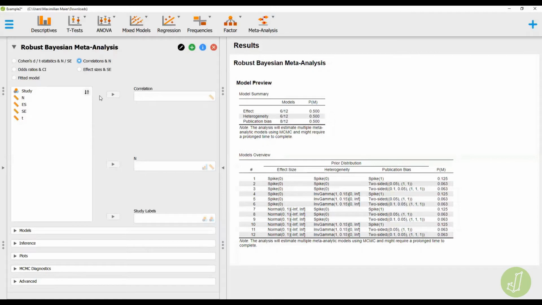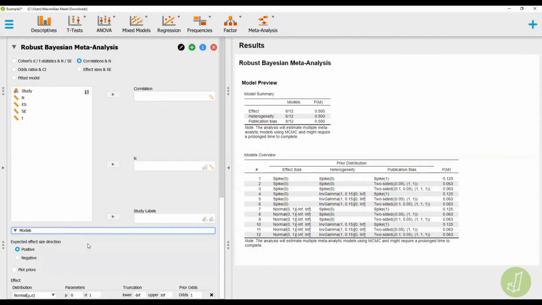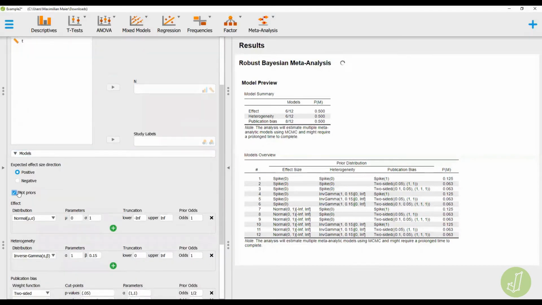Before running the analysis, we should check the prior distributions. To do so, we tap Models and then Plot Priors. Now we can check all priors on the right side. First, let us take a look at the model priors. We can see the prior probabilities for an effect are 50%, for heterogeneity is 50%, and for publication bias is 50%. We can also see that 6 of 12 models assume an effect, 6 of 12 models assume heterogeneity, and 8 of the 12 models used assume publication bias.